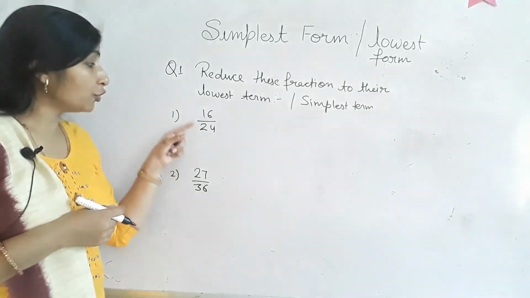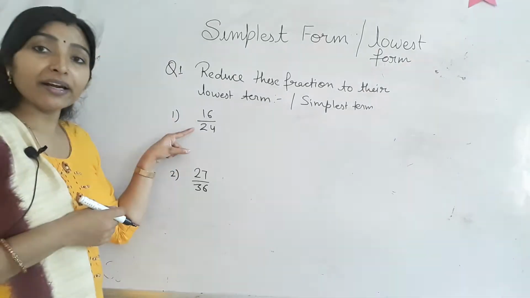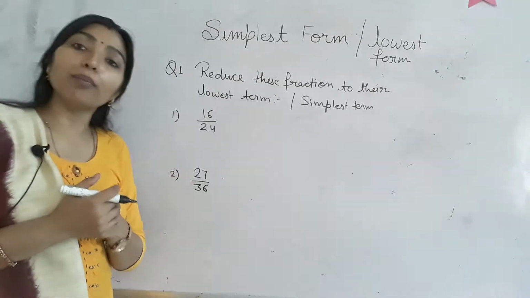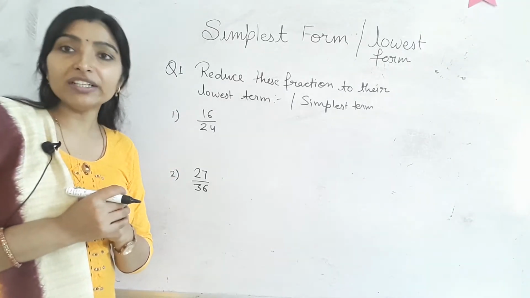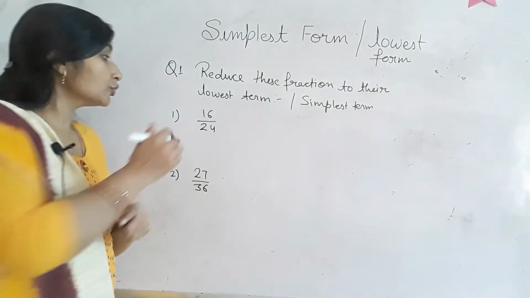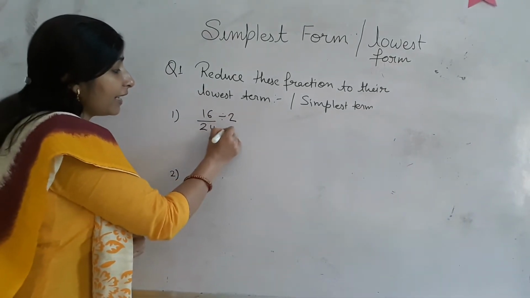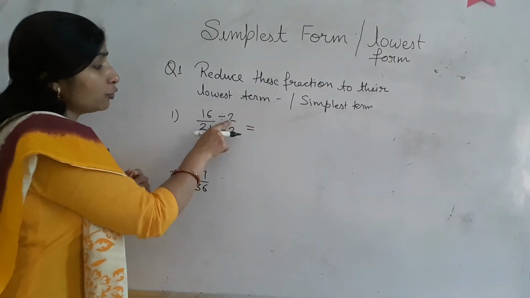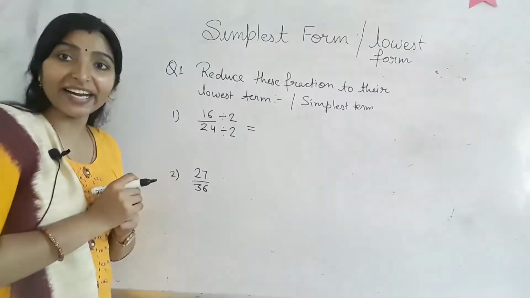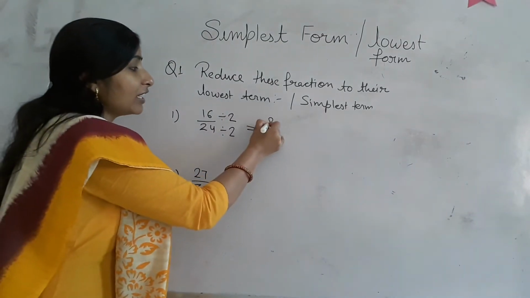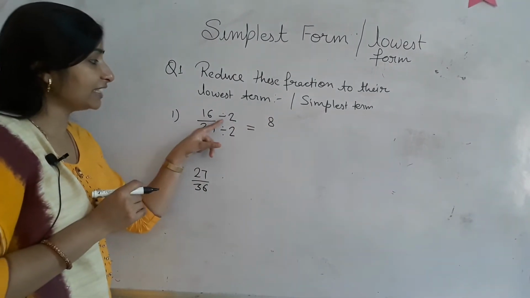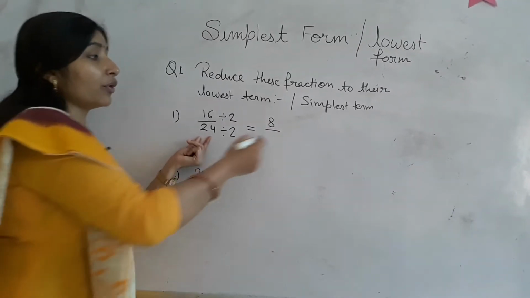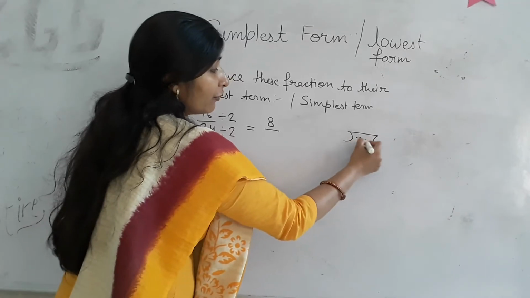So first step is you will see both numerator and denominator will come in which table. See, 16 and 24 both are even numbers. So even numbers are divisible by 2. So we will divide the numerator and denominator both by 2. So in 2 table 16 will come, 2 8s are 16, so 8 will come here. If you divide 16 by 2 you will get 8. Okay, and now 24. If you don't know you can divide 24 by 2.